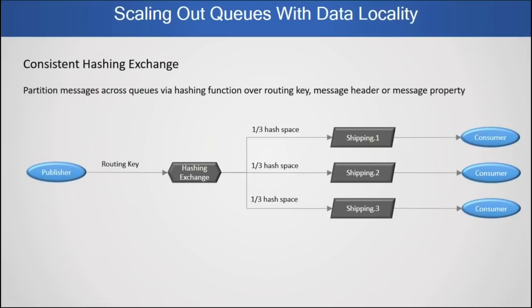But we can have a way of scaling out while maintaining message ordering. So with a consistent hashing exchange, we can run a hash function over a routing key or a message header or a message property, and for each queue that is bound to the hashing function, we can define an amount of hash space. So in this case, we say that each one is responsible for 1/3 of the hash space. And it basically means that if we've got, for example, message headers with the customer ID, customer 1 would always go to the same queue, perhaps queue 2. Customer 2 would always go to the same queue. And so then we still get the linearized set of events in the same queue, and we can guarantee ordered processing while also scaling out.